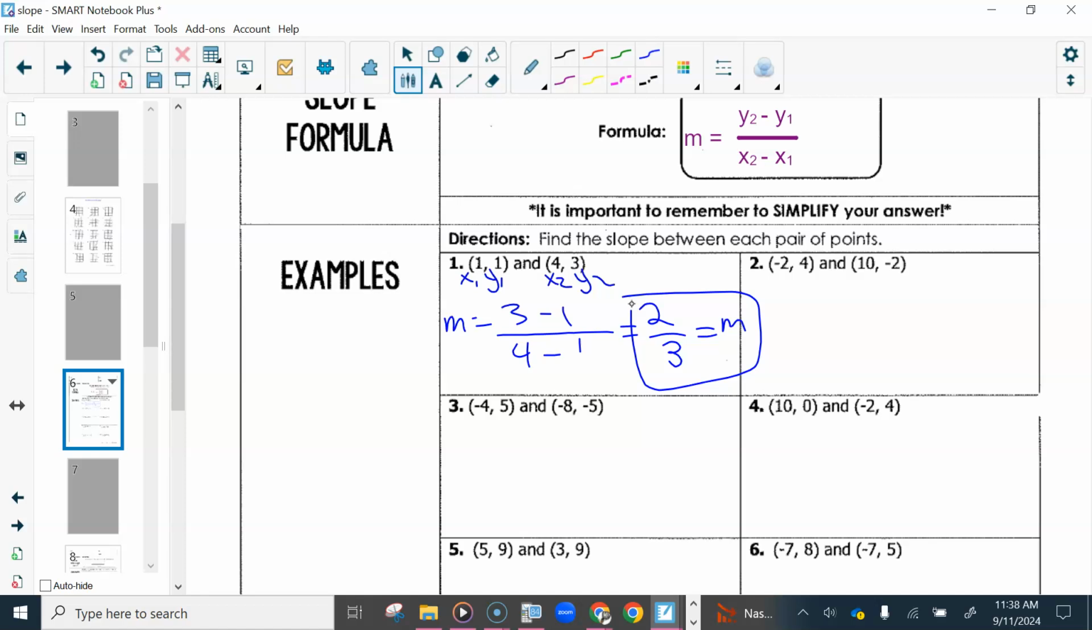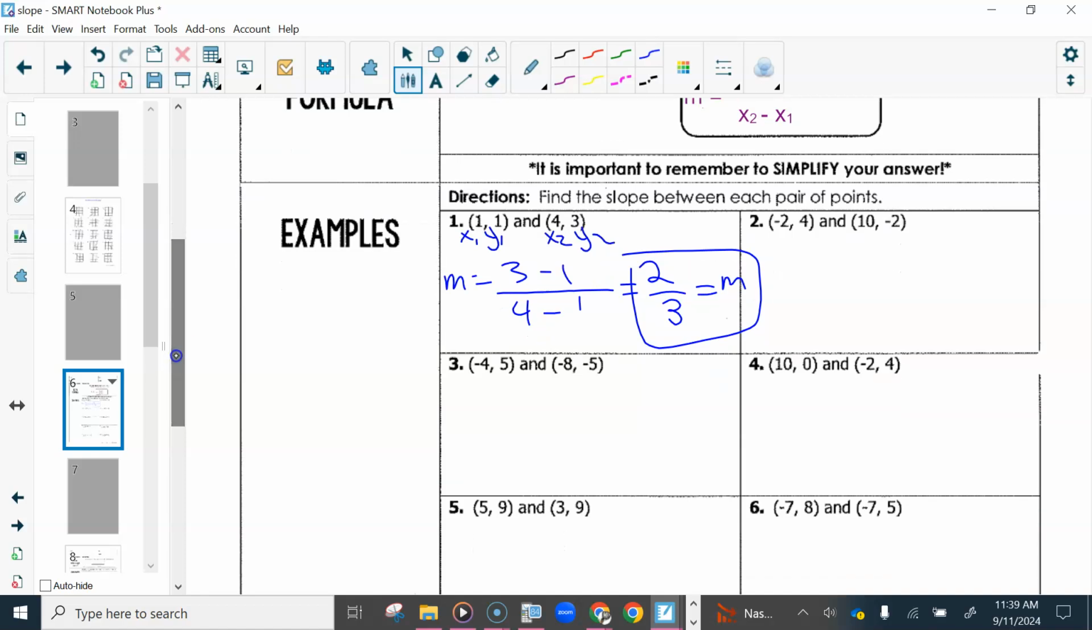Can I simplify this? Can we simplify it right now? No. But if we could, yes. Okay, let's try another one. Number 2.